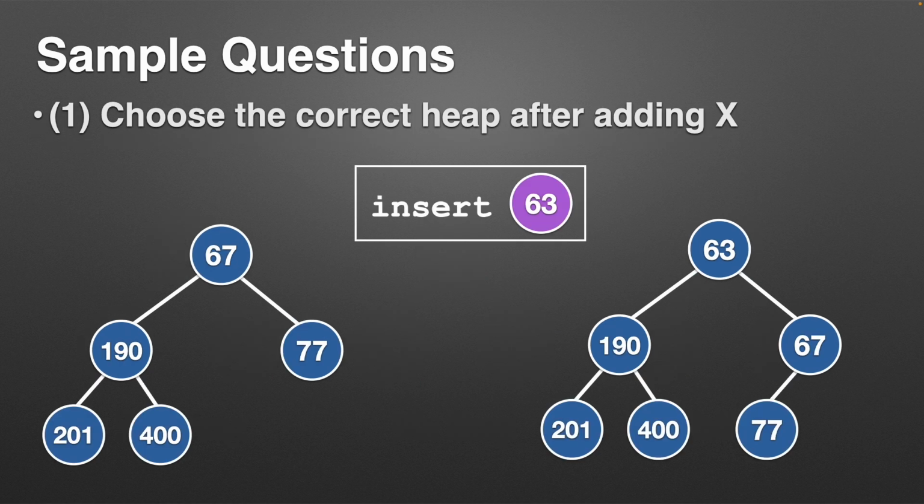Okay, so in terms of inserting into the heap, these will be a multiple choice selection. You'll see the heap before, and then you'll be told, like, we're going to insert 63 here, and you'll have a set of choices of what the heap looks like afterwards. And so in this case, the right answer is like this.